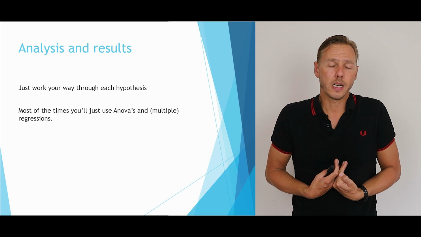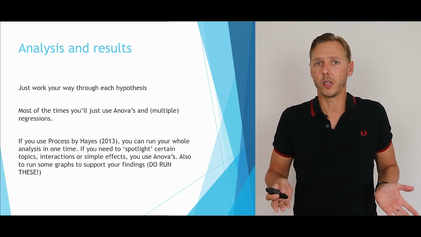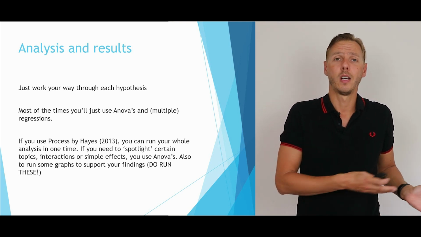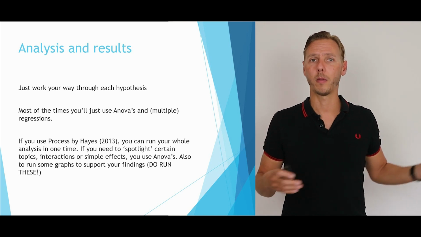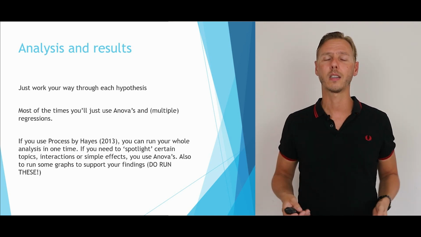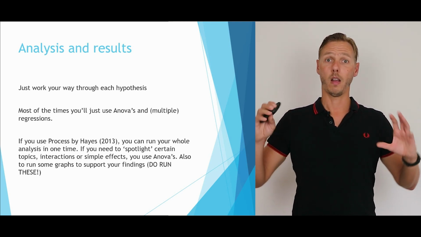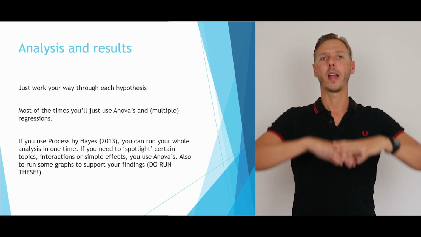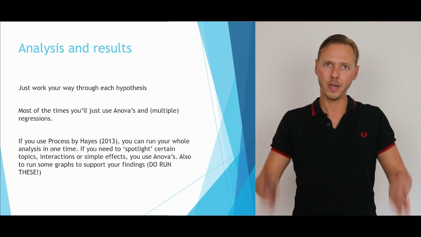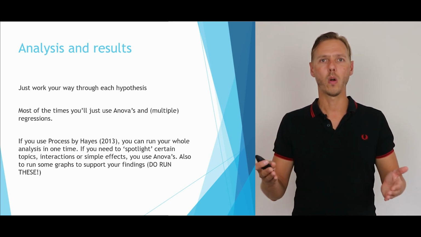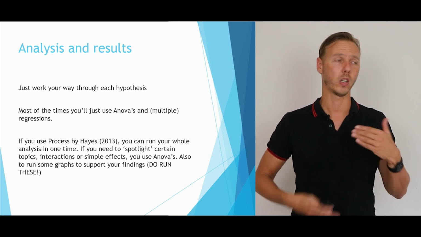Now, I personally really like to work with PROCESS by Hayes. Most of the time you do a multiple regression analysis with 2 independent variables and a dependent variable, and it has an effect with some moderators. And you can put them all in one model in PROCESS, which is an add-on in your SPSS, and then the whole bunch rolls out. If you have that complete data file, then you know which results you will have and which are significant and which aren't.